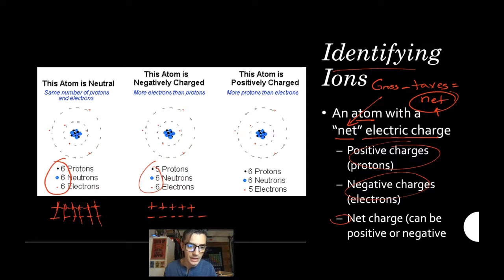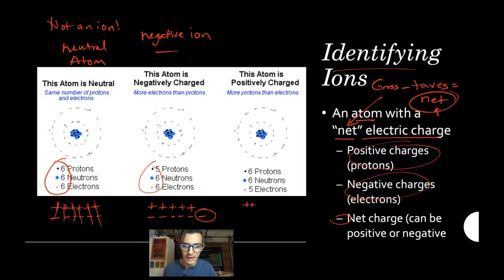This one has picked up an extra electron, and that extra electron means that the atom will have an overall or net negative charge. We'd call this a negative ion. This is a neutral atom, not an ion. And this is a negative ion. Well, can you have a positive ion? Yes, you can. You can have extra protons and not enough electrons to balance that charge out. So that extra proton is going to make the atom positively charged, and we call this a positive ion.